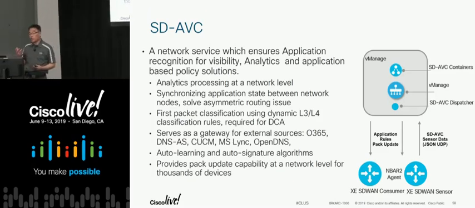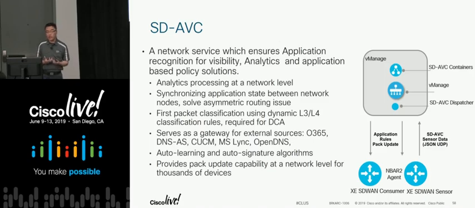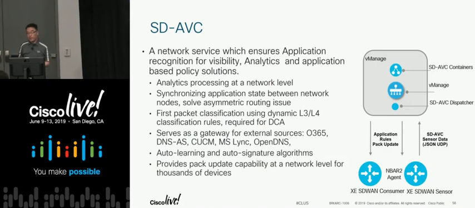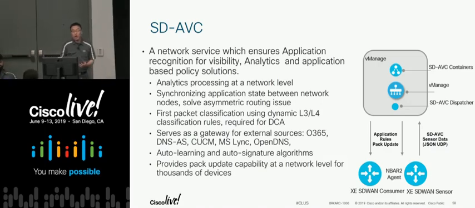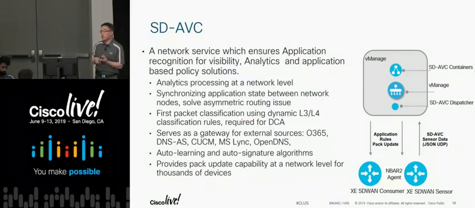The controller can also serve as an external gateway connecting to other trusted sources, like the O365 Cloud, DNS services, the Cisco Unified Call Manager, Microsoft Lync, and OpenDNS Cloud, connecting all other cloud services which have the trusted information between the DNS name, the domain name, the IP address, the port, and the actual applications.